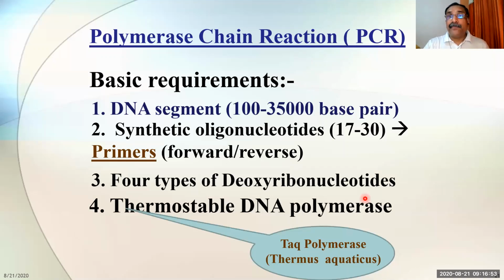Second is that you need a primer, that is an artificially synthesized one. That is why we call it synthetic oligonucleotides, and it may contain 17 to 30 nucleotides. It is of 2 types, either forward or reverse. Then we have seen 4 types of deoxyribonucleotides, and an enzyme that must be capable of surviving at high temperature. That is why we call it thermostable. The enzyme which we mostly use is Taq polymerase enzyme.